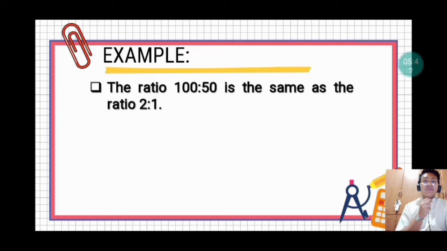So, are they the same? Tingin nyo, tama ba tong statement na to na magkatulad daw yung 100 is to 50 and 2 is to 1? Okay, so let us find out. So, first, of course, copy the 100 is to 50. We have to simplify this ratio into simplest form to know if this ratio is the same as the ratio of 2 is to 1. Okay? So, first, write it. 100 is to 50.